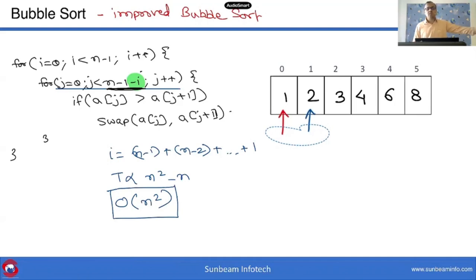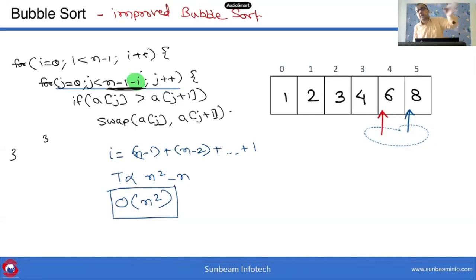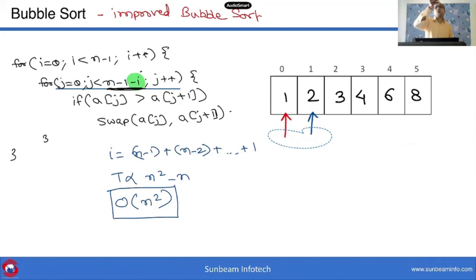You say that 1 is smaller than 2, no swap needed. 2 is less than 3, no swap needed. 3 is less than 4, no swap needed. 4 is less than 6, no swap is needed. 6 is less than 8, no swap is needed. It only means that all elements are already arranged, already organized in one particular way. And if all elements are organized in ascending order, it is very simple. There is no need to go for a next pass. Why are you wasting your time?